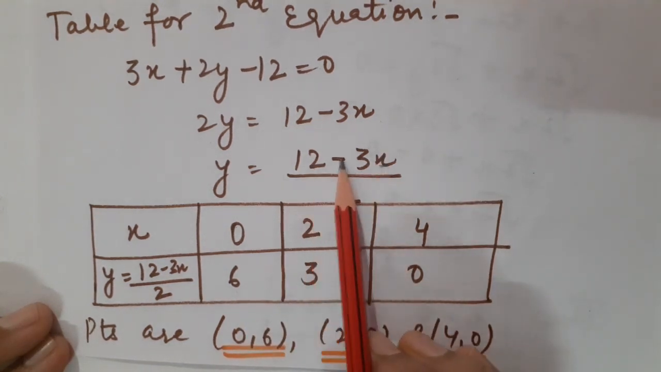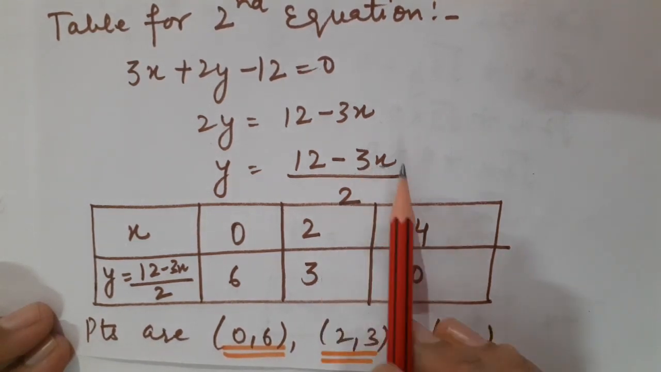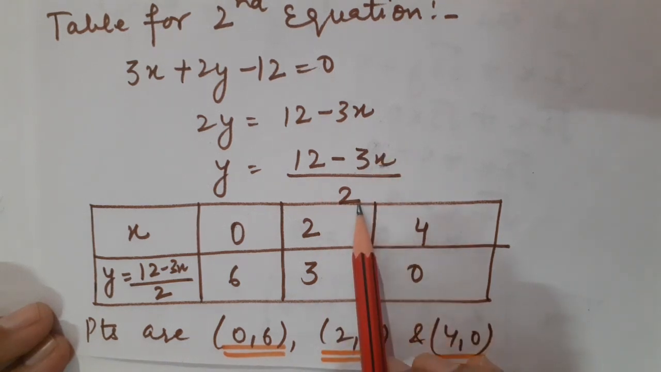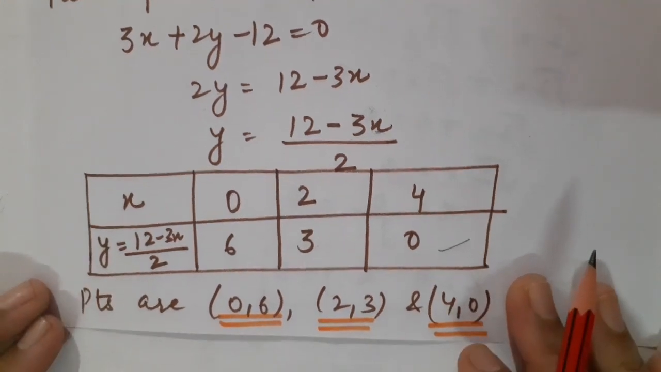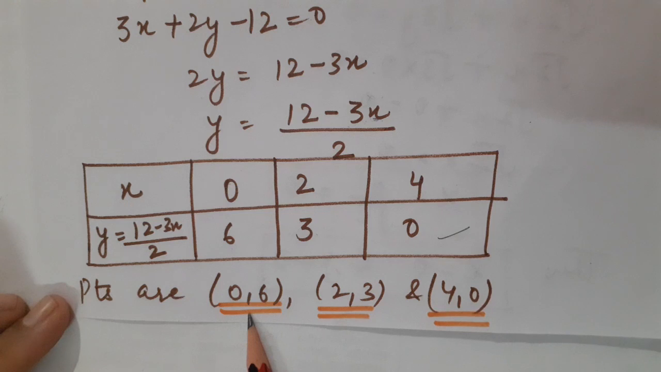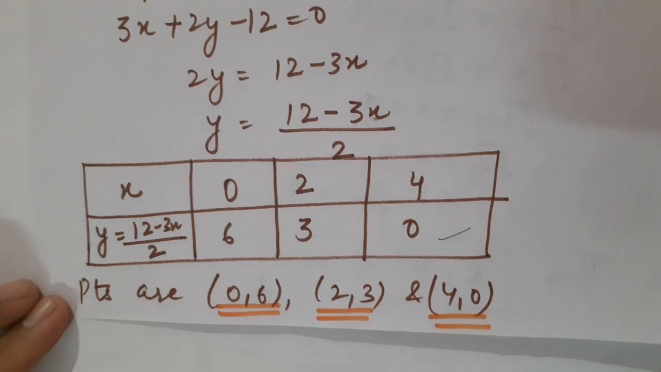So it would be 12 minus 3 into 2, that is 6. So 6 upon 2 will give you 3. If here I put x is equal to 4, so 12 minus 12 would give you 0. 0 upon 2 is also 0. So here are the coordinates of the next line which I have to plot on the Cartesian plane, that is 0, 6; 2, 3; and 4, 0.